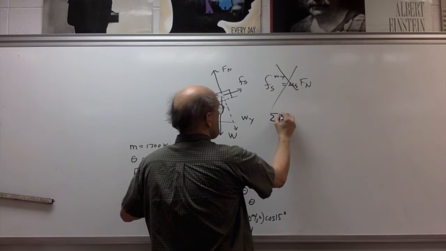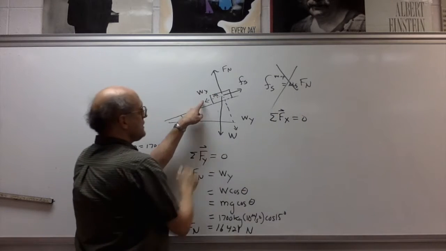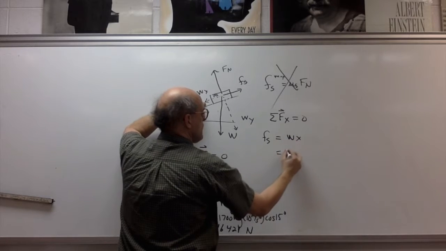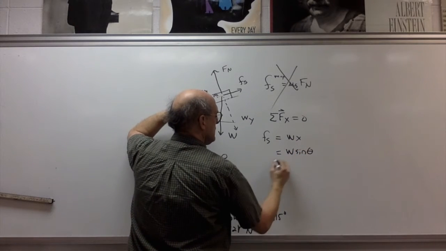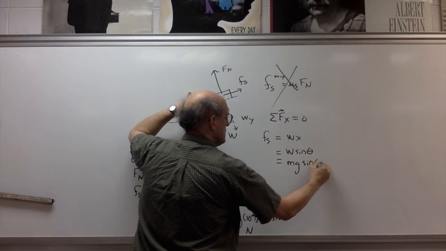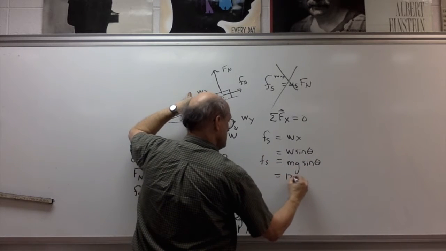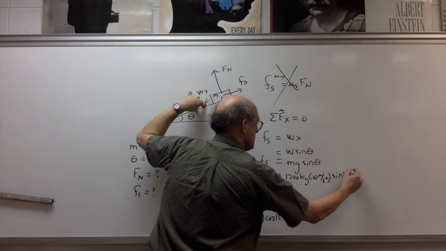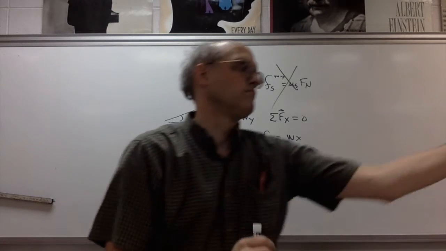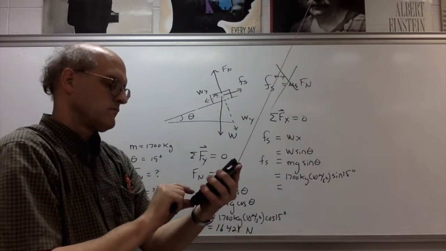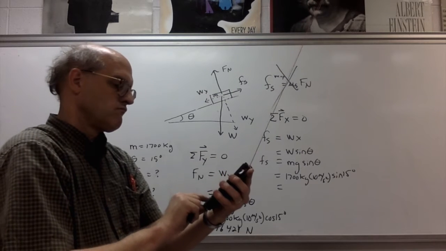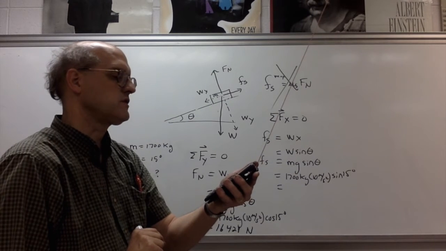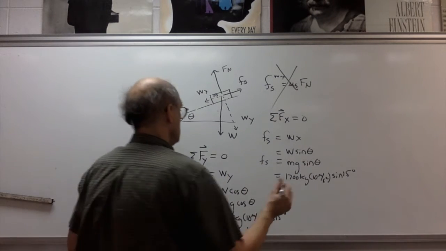The sum of the forces in the x are also equal to 0. So that means that the force of static friction is equal to weight x, where weight x is weight times the sine of the angle, and weight is mg. So substituting, we have 1,700 kilograms times 10 meters per second squared times the sine of 15 degrees. And I'm getting 4,400 newtons.